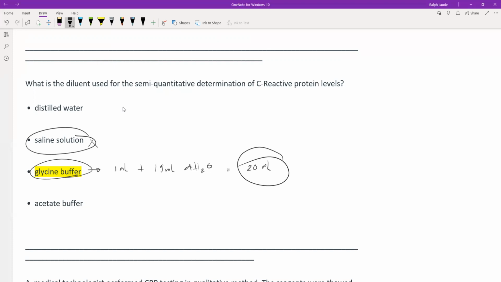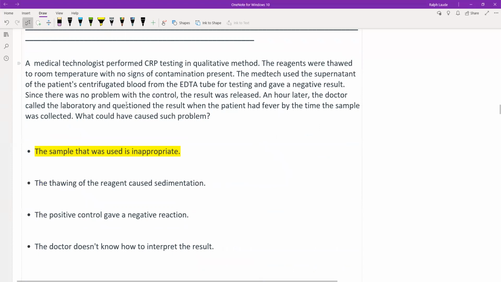So distilled water is not the diluent for testing, but rather it is the diluent for the diluent that is utilized. Okay, because the glycine buffer still has to be diluted. But for the testing, it has to be diluted glycine buffer. And acetate buffer is also a diluent but not for CRP. It is usually utilized for other chemistries and other immunologic or serologic methods.